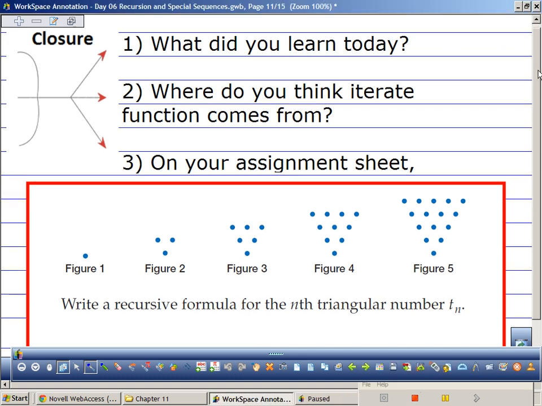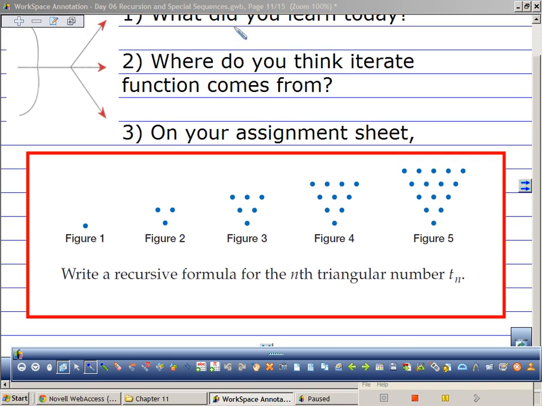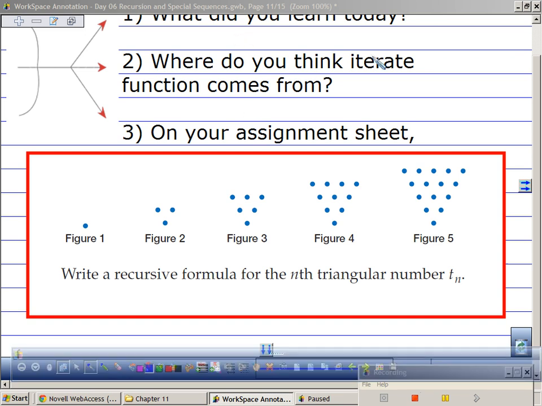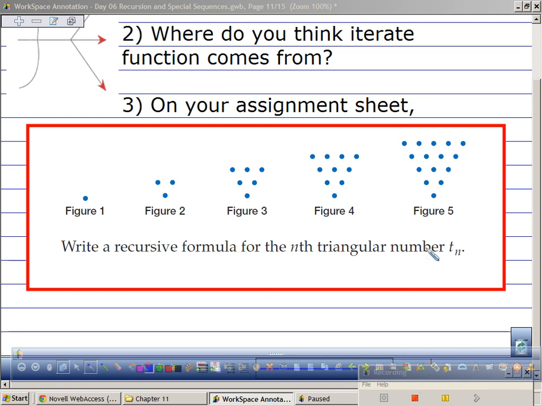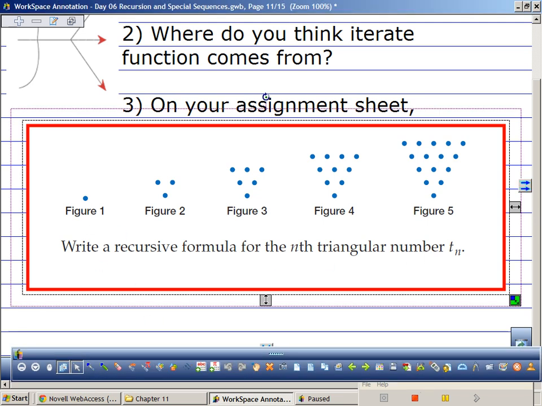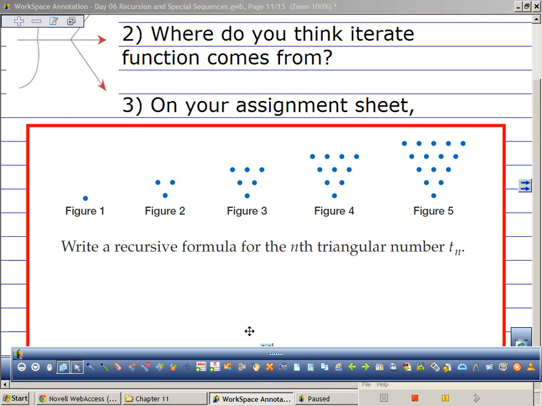Okay, what did you learn today? We learned recursive, special types of sequences. Where do you think iterate function comes from? I always think of it as reiterating something like over and over again. Okay, so let's write a recursive formula for the nth triangular number. So take a look at this. We're going to open this up a little bit. And I just want you guys to see it like this.